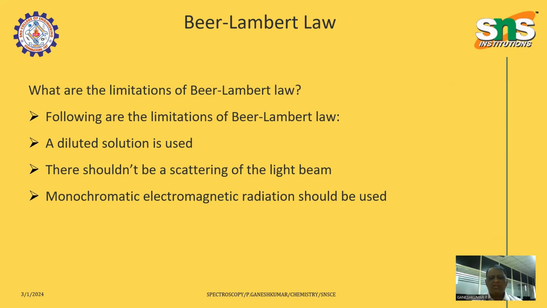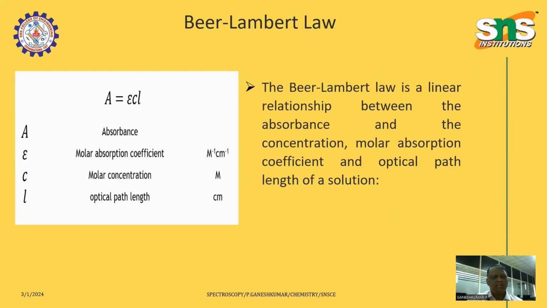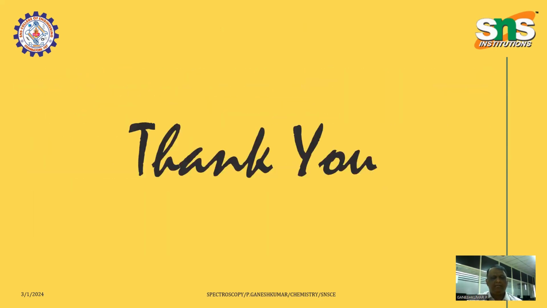There should not be scattering of the light beam. If any dust particles or solid particles are in the solution, scattering happens, which affects the absorption coefficient. And a constant monochromatic light is to be used to understand these concepts. So here we discussed Beer-Lambert's law, how it is useful to understand the property of a substance, what absorption and transmission are, and the formula of Beer-Lambert's law. Thank you.